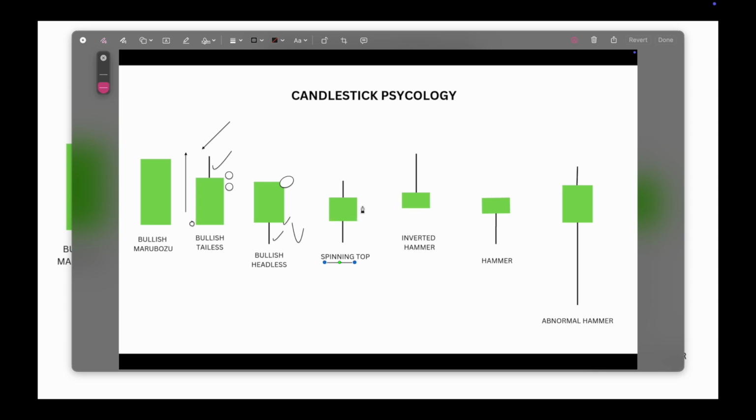In a trendy market, a spinning top usually refers to continuation of the trend, but in ranging markets, a spinning top can reverse the market. The same candle can do two different things.